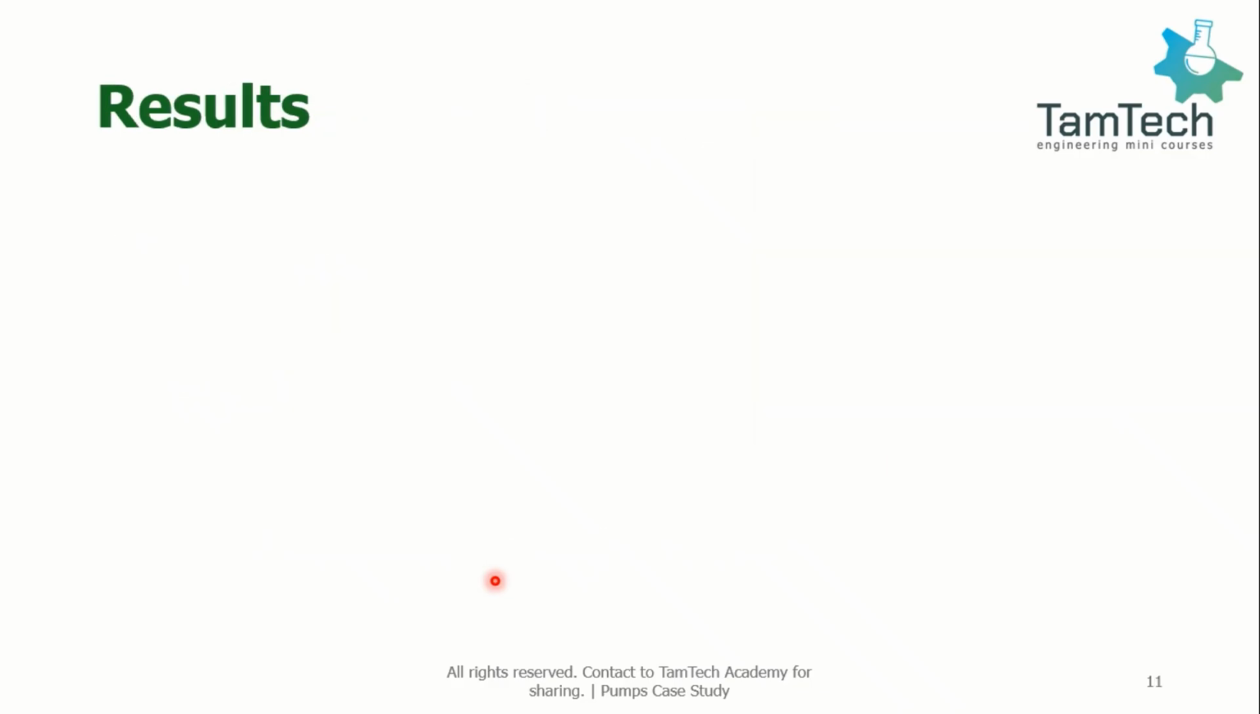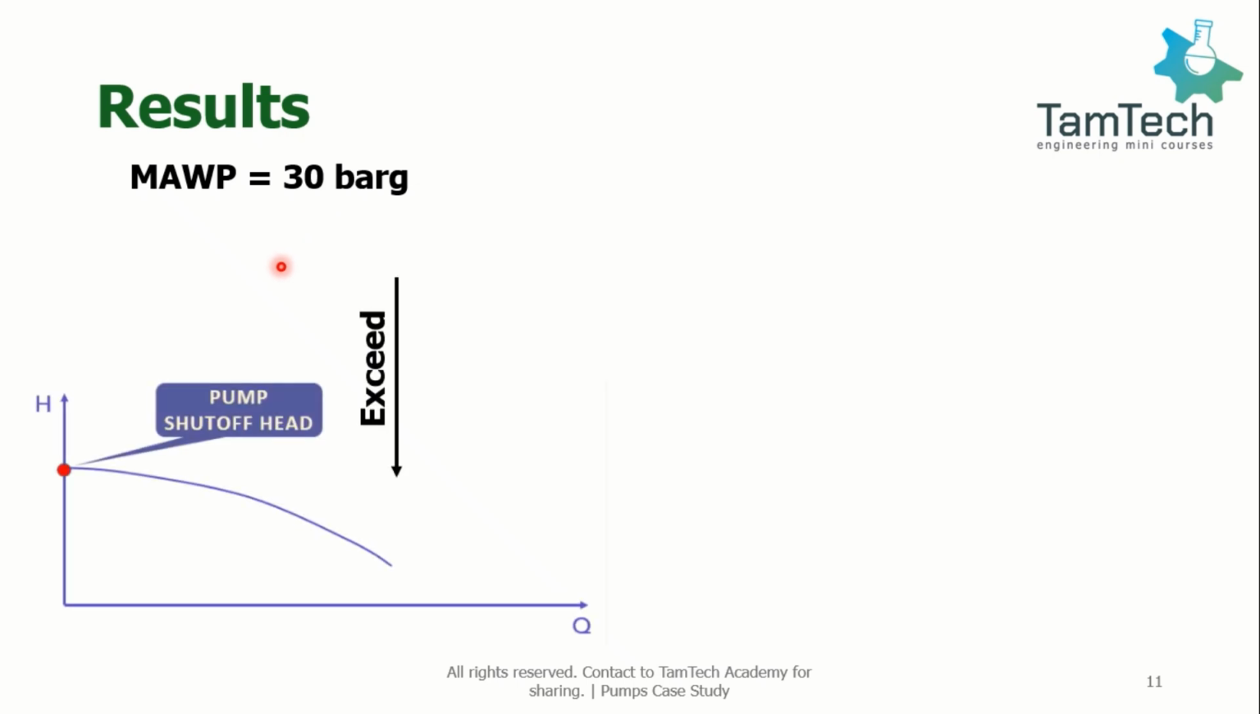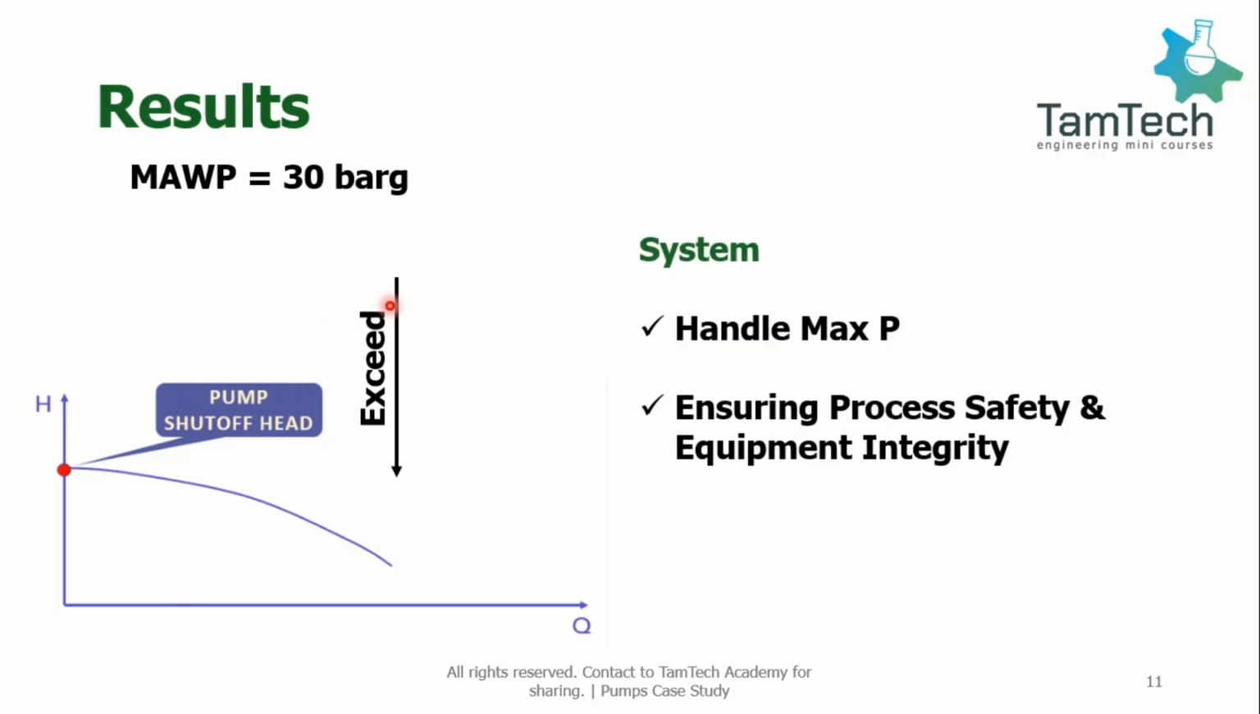Once the modifications were completed, the exchanger's maximum allowable working pressure was successfully increased to 30 barg. This exceeded the pump's shutoff pressure. The discharge system, including the exchanger, piping, and instruments, was fully rated to handle the maximum pressure, ensuring process safety and also equipment integrity. This means that the whole system is now inherently safe and can withstand the maximum pressure from the pump.